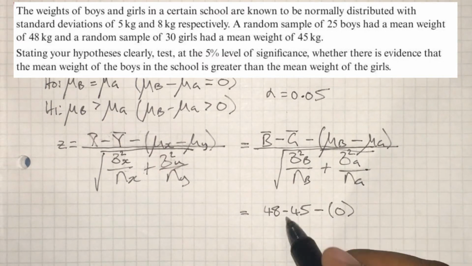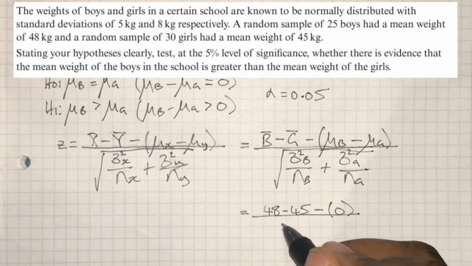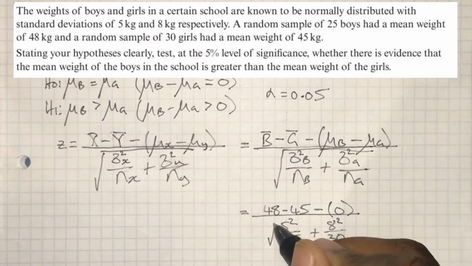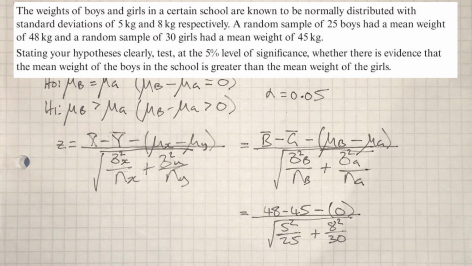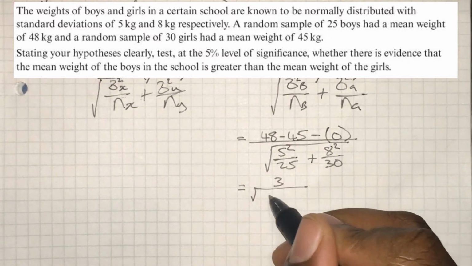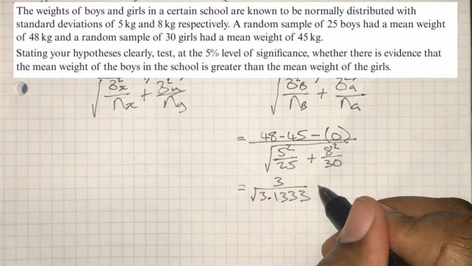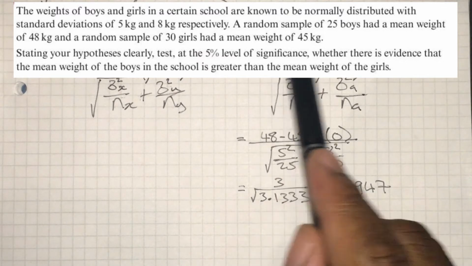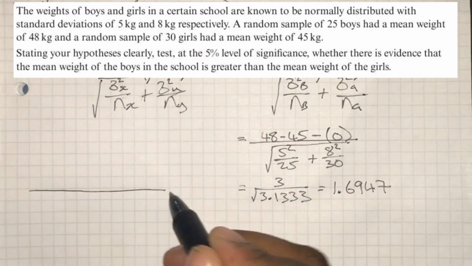Okay, just go ahead and substitute each of these values, and that will calculate your z-score. And that gives us a z-score of 1.6947. So using our 5%, let's see if we can make a comparison of that z-score. Can we tell how significant it is?